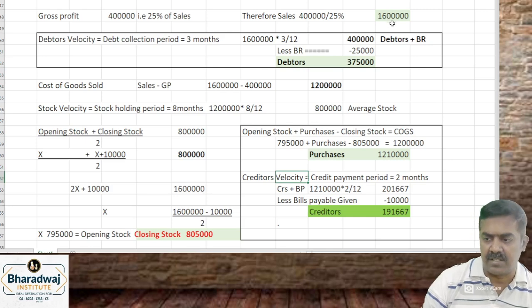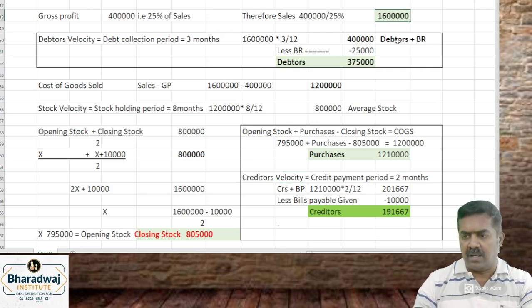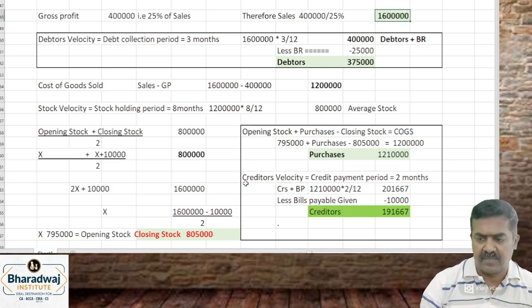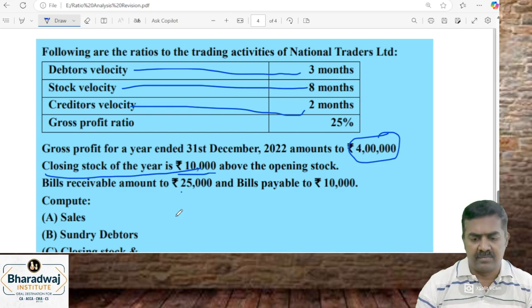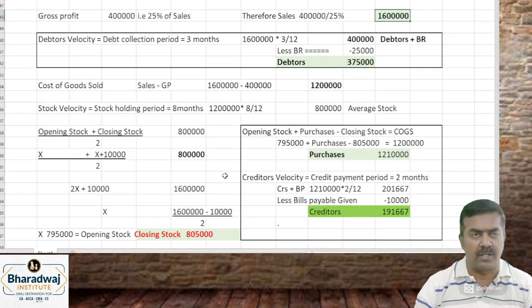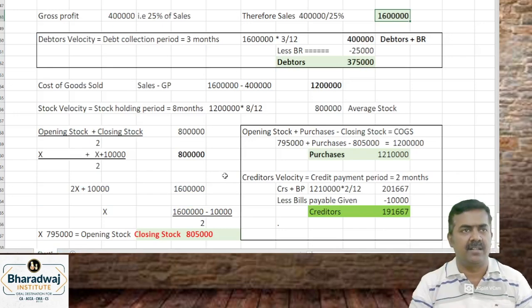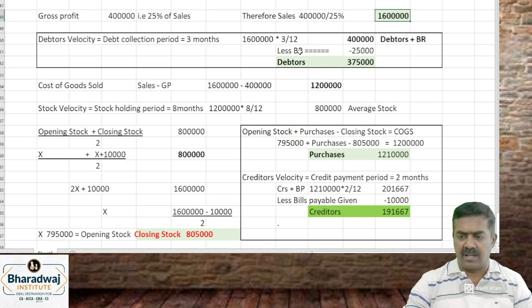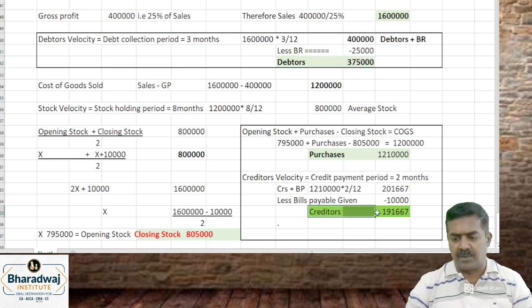And whenever a question is asked like this, at the end you give the summary. Summary என்ன அர்த்தம்? Sales, debtors, closing stock, creditors, the working notes எல்லாம் பண்ணிட்டு கீழே ஒரு பாக்ஸ் மாதிரி போட்டு அந்த ஆன்சர் எழுதிடும். Sales 16 lakh, debtors 3,75,000, closing stock 8,05,000, creditors 191,667. Give the answer as like a summary note.